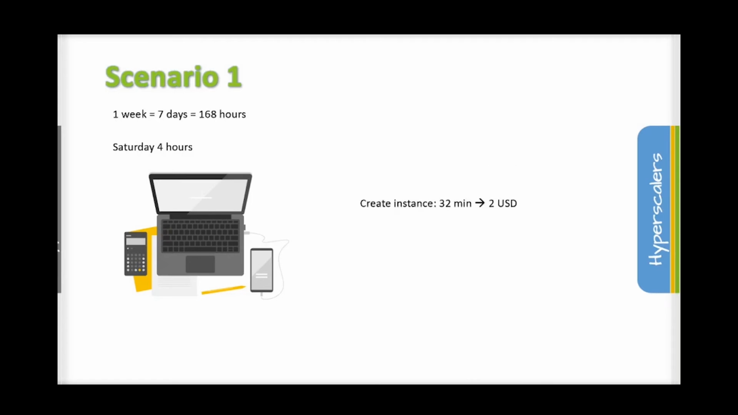First, you will need to create an instance. Once the hyperscaler is properly configured, the installation in SAP CAL will take you 32 minutes, so $2. Let's add now to this price the 4 hours that you are planning to use. That adds $15.